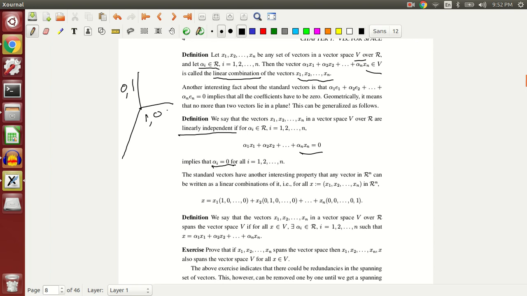Standard vectors have another interesting property, that any vector in Rn can be written as a linear combination of them. So that means you take any vector, let's say that vector is x in an n-dimensional space. This vector can be represented as a linear combination of standard vectors. So this is e1, this is e2, this is en.